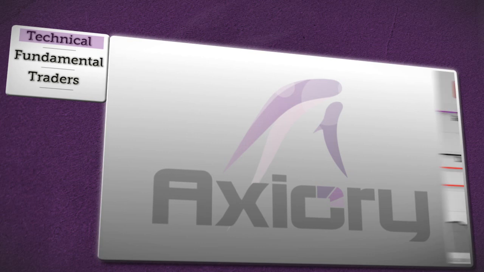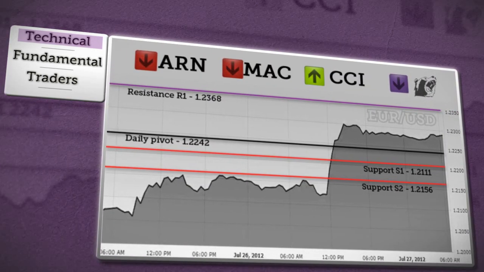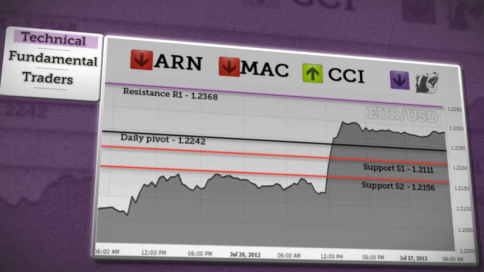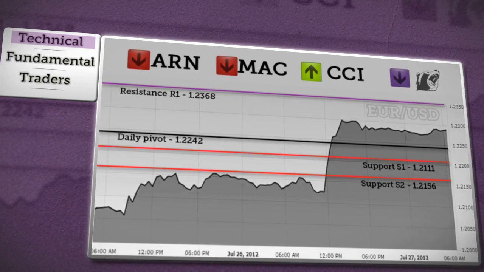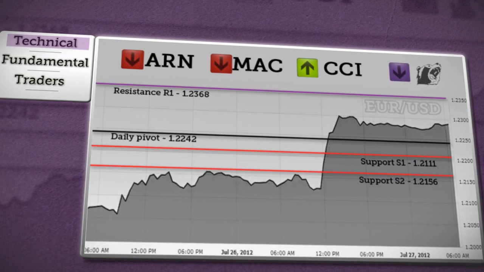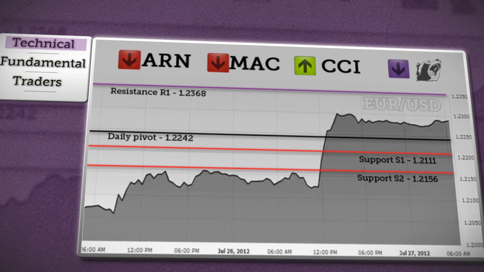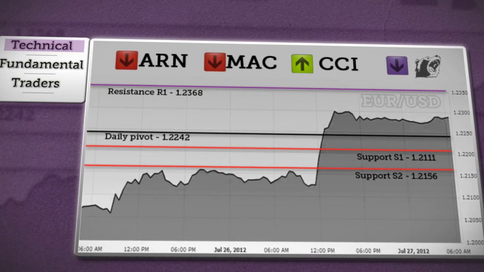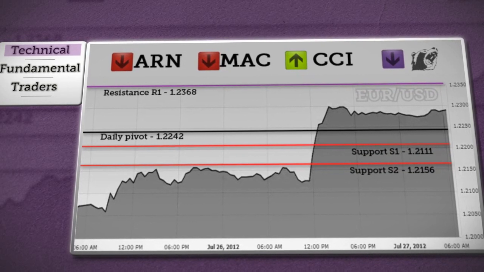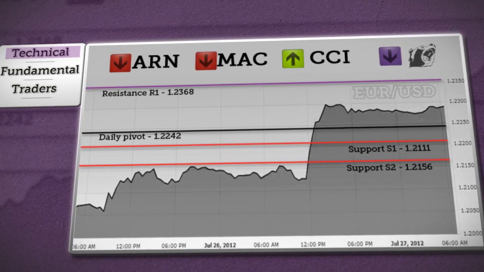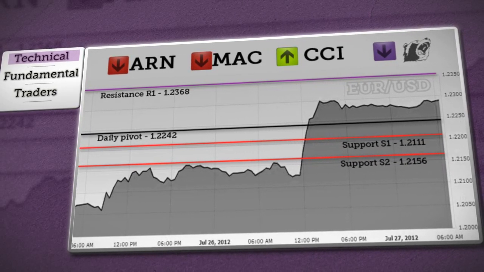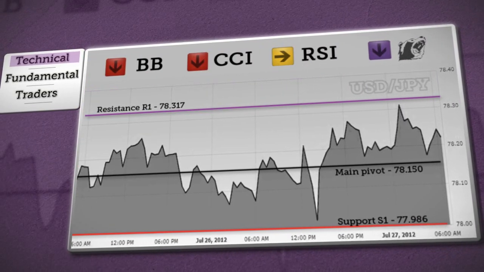Let's start with Axiory's technical outlook of the euro-dollar. We are expecting price will test daily pivot and then fall below this level towards support S2. The bottom will be formed above this level somewhere around S1 support. Rebound from daily pivot will be indicating that upward movement continues and price will retest its last high and then target at resistance R1. Based on the conclusions for each indicator and chart analysis, we are expecting a bearish trend today.